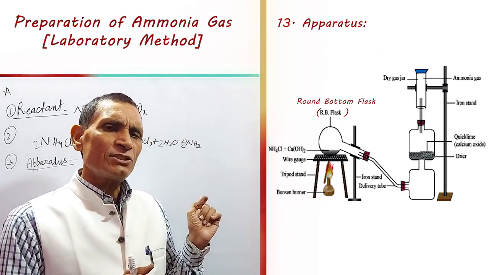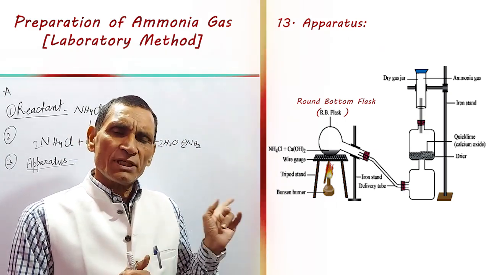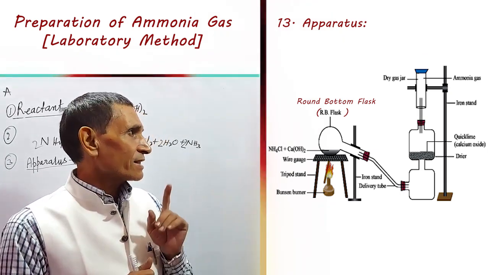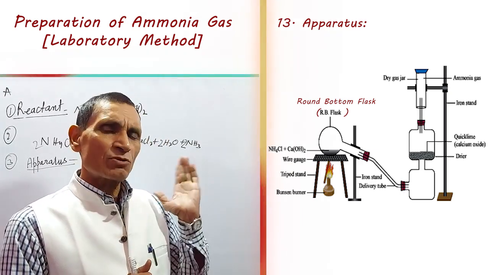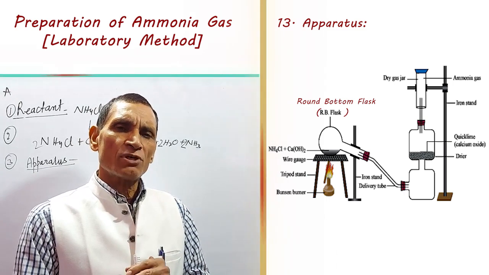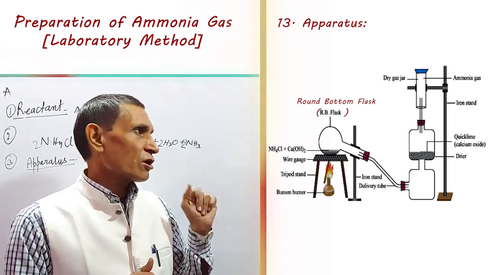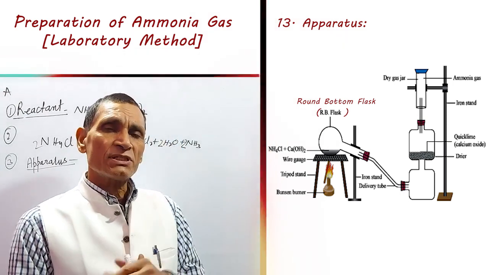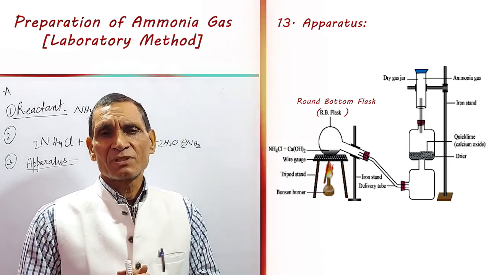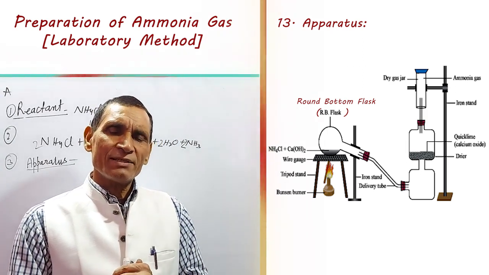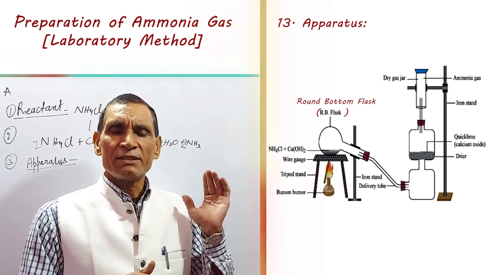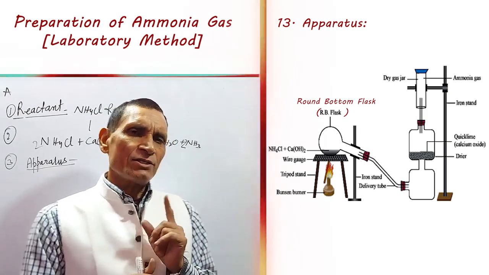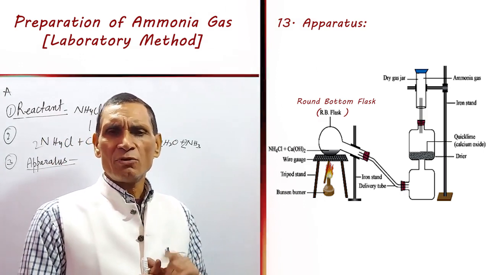Now other end of the delivery tube goes into the drying tower packed with calcium oxide. The upper mouth of this calcium oxide drying tower is fitted with a delivery tube. Other end of that delivery tube opens in the inverted gas jar. Inverted gas jar is used there because ammonia is collected by downward displacement of air as it is lighter than air.